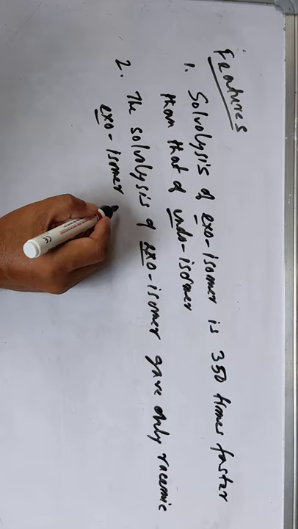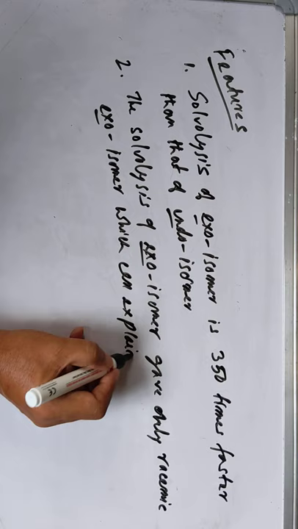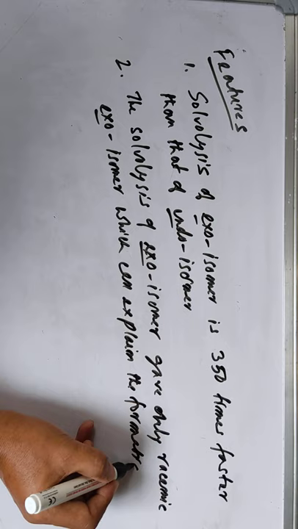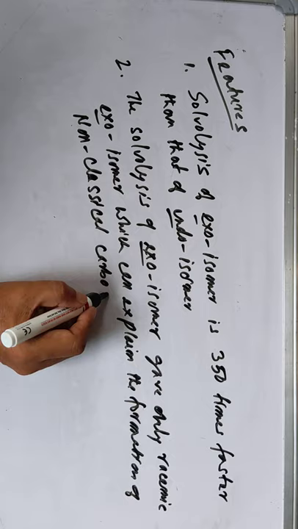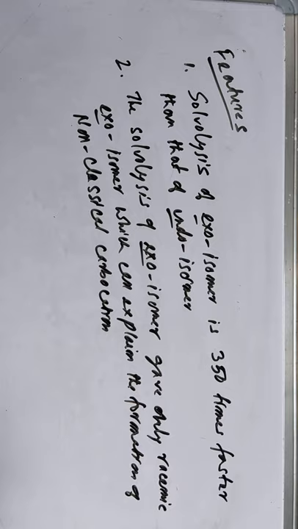Which can explain the formation of the non-classical carbocation. Okay, non-classical carbocation. So this is one. Then we have given examples earlier, just above this one. Okay, endo also will give exo isomer only. So this is about the second piece of evidence.